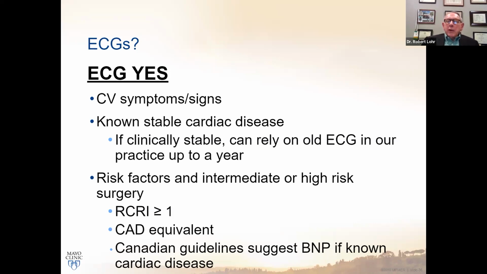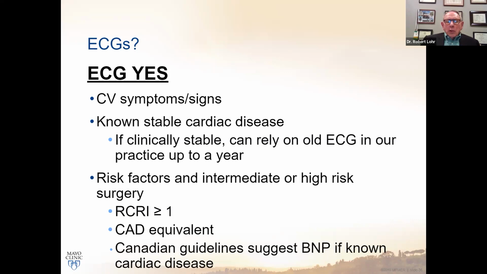So the risk factors are known cardiac disease, stable or not, heart failure, diabetes treated with insulin, stroke, and a pre-op creatinine greater than 2, which suggests the clearance is probably in the 30 or so range. A CAD equivalent, which usually is diabetes.